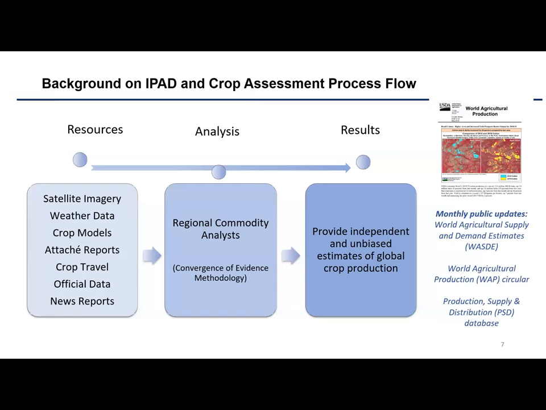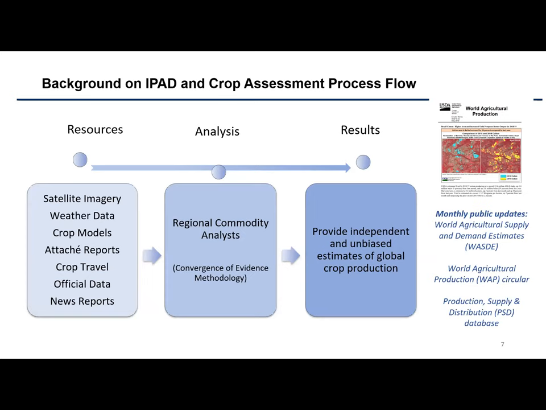And when we're doing our analysis, we consider ourselves an all sources shop. So you can see in the box on the left that we use satellite imagery, weather data, as I mentioned before, it's very important. We use official data from national governments and our own experience traveling abroad and collecting data. We call that crop travel. And then we have overseas foreign service officers who are working and responsible for their countries and providing attaché reports. And so we get information from a wide variety of sources.